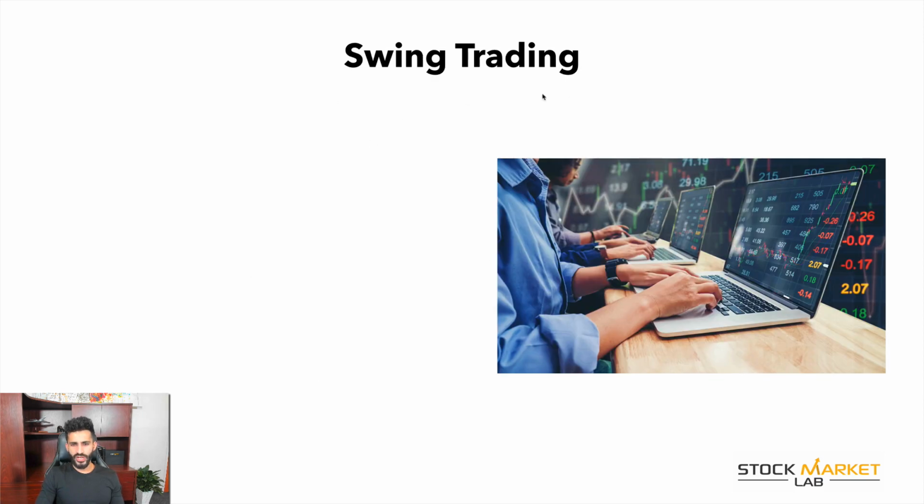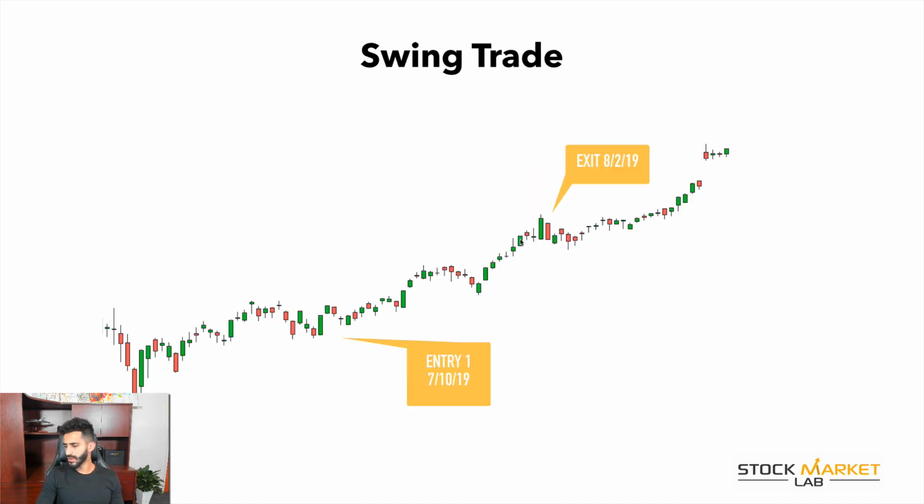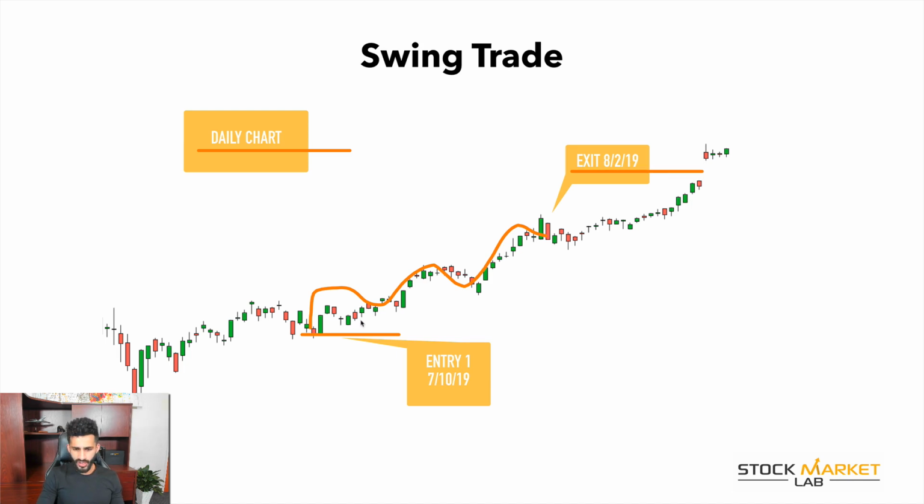Next, swing trading. Swing trading is a style of trading that attempts to profit from market movements that last from 1 day to as long as a couple of weeks. So the whole idea of swing trading is something like this. Let's say this is a daily chart. Each candle represents 1 day. Your entry would be, let's say, July 10th. And as the stock is progressing, your exit is, let's say, August 2nd. So you're holding for about 3 weeks, sometimes 2 months, sometimes 2 weeks, sometimes a week.